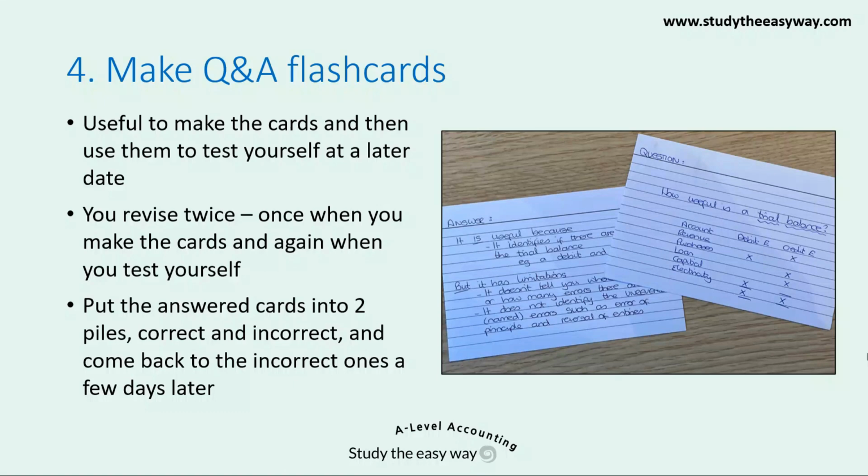When you test yourself, or someone else tests you using the cards, put them into two piles. One pile for correct answers and one pile for incorrect answers. Wait a few days and then go back over the questions that you answered incorrectly. You can repeat this process until you can answer all of the questions correctly.